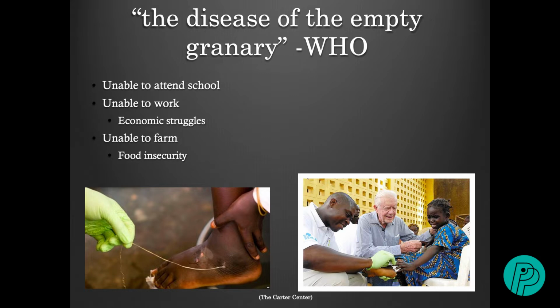So this parasite has been referred to as a disease of the empty granary. What that refers to is the long-term disability that people have. They're unable to attend school. They can't go to work or farm. And that all results in economic struggles and food insecurity for these people. So it's certainly a parasite of interest for removing from the human population.